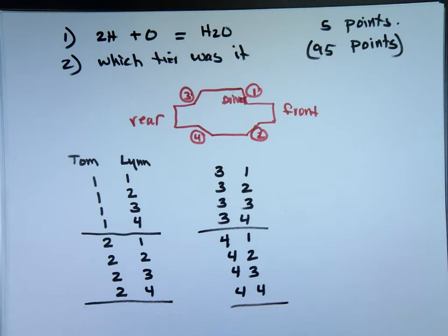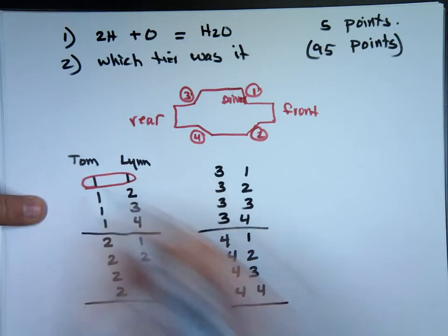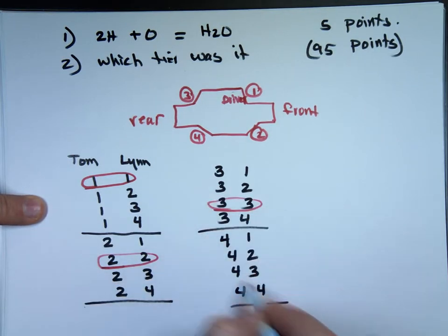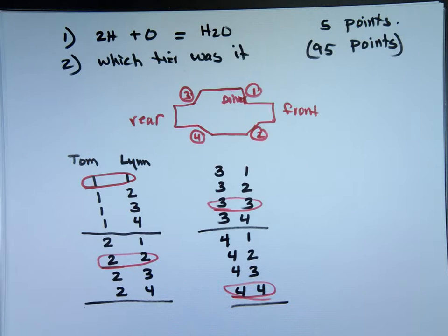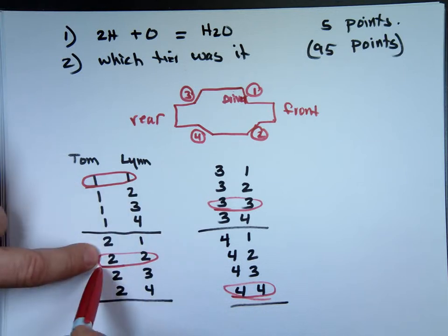So if I ask you the event is passing the course, that's not a simple event. Why? Because you can pass that test if you both answered 1 and 1, 2 and 2, 3 and 3, or 4 and 4. So passing can be broken down into 4 parts, basically. Tom can answer 1, Lynn can answer 1. Tom can answer 2, Lynn can answer 2.